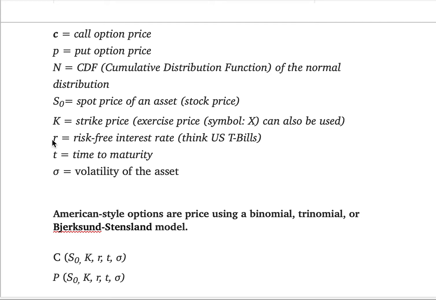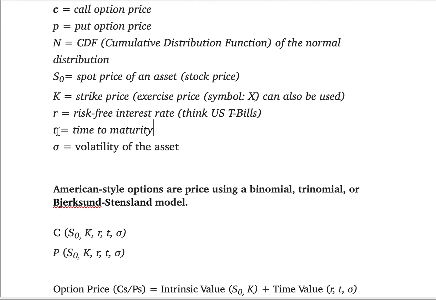The third variable is the risk-free rate of interest. You can think of it as the US Treasury bills. Also, as I've mentioned before, all options have an expiration. And that's why we need to incorporate time to maturity or the time to expiration. Choose whichever one works for you. But we have to incorporate time. The last variable is the volatility of the asset. Okay? Remember, 5 variables, right?